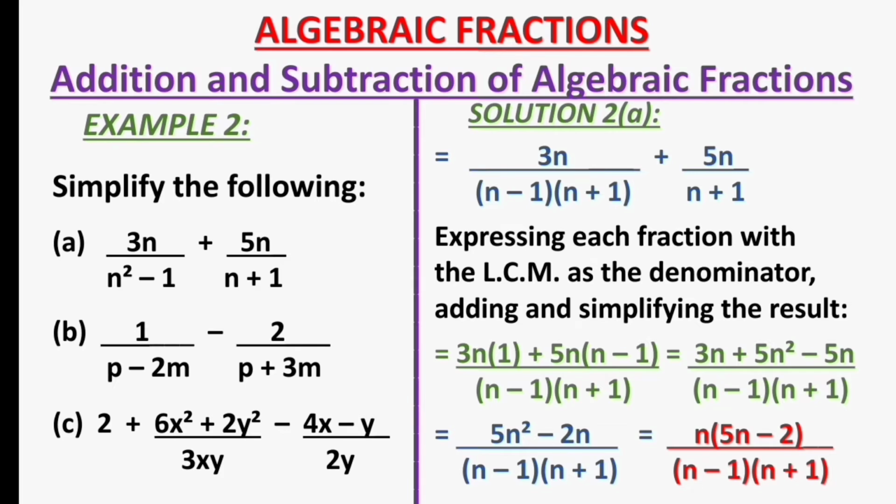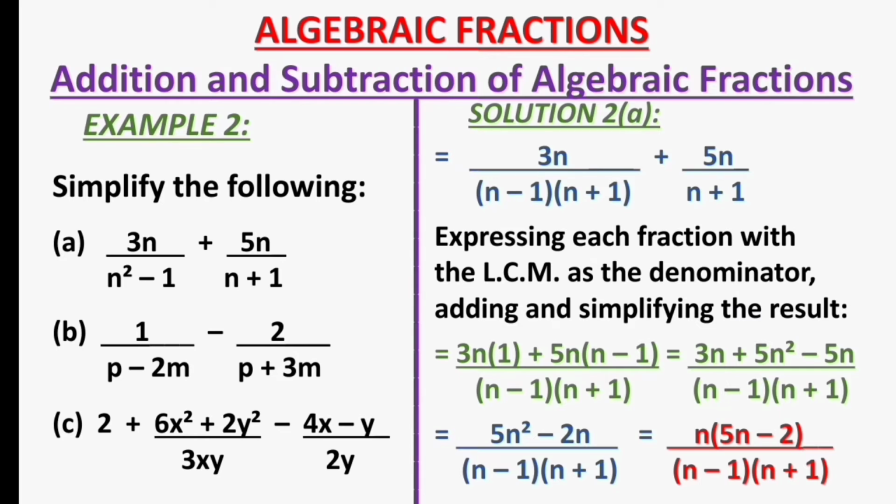To be able to do this, first you are going to use the denominator of the first fraction to divide the LCM. That will give you 1. Then we'll multiply 1 with the numerator of the first fraction, which is 3n into 1. Since we are adding the algebraic fractions, we bring in a plus next. Then we use the denominator of the second fraction to divide the LCM, which will give us n minus 1. The n minus 1 multiplies the numerator of the second fraction, which is 5n into n minus 1. I hope that step is clear to you.